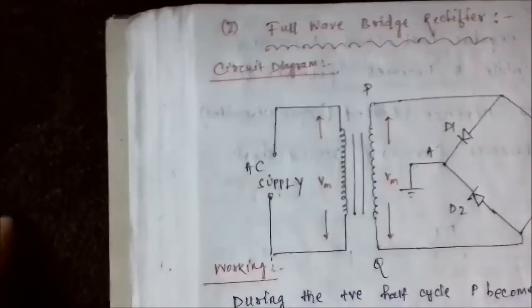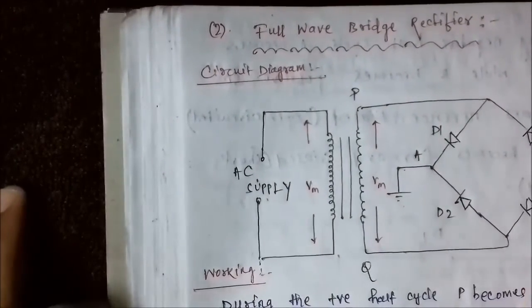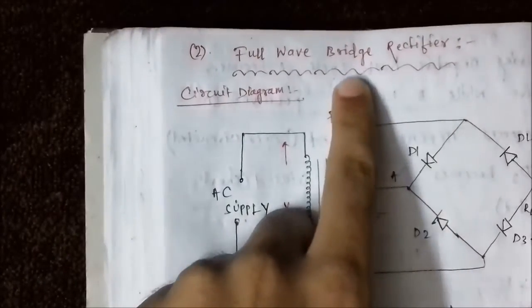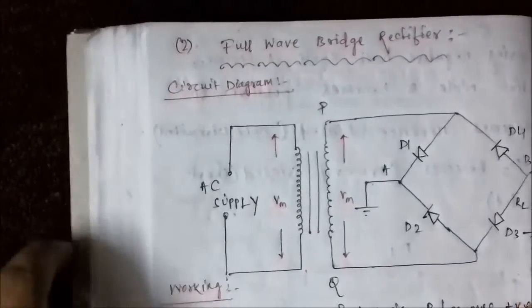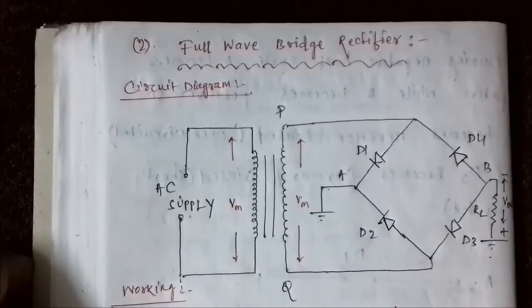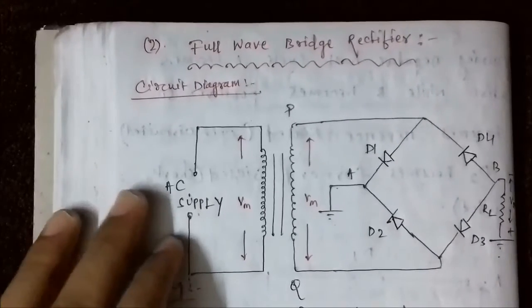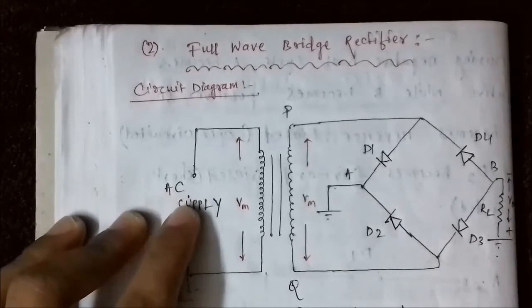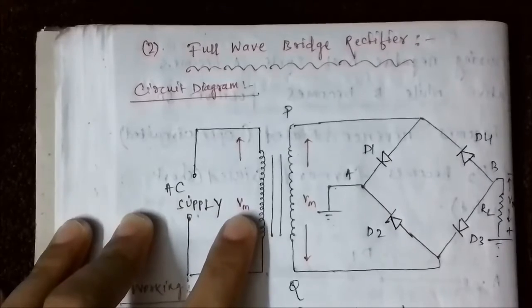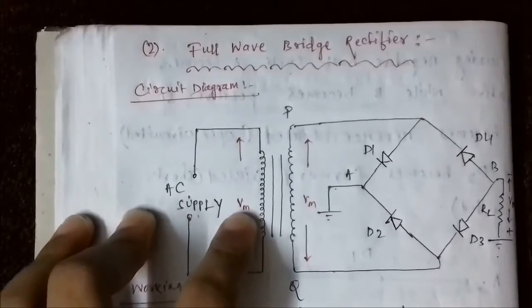So in order to overcome these two disadvantages, another modified or improved design was proposed, which is the bridge type full wave rectifier. Now this is the circuit diagram of the bridge type full wave rectifier. The same things are here: the AC supply voltage which is fed to the primary winding of the step up or step down transformer, which is used as per the requirement.